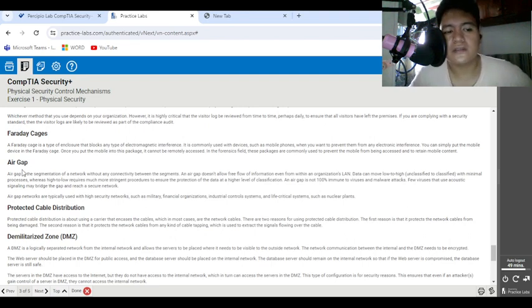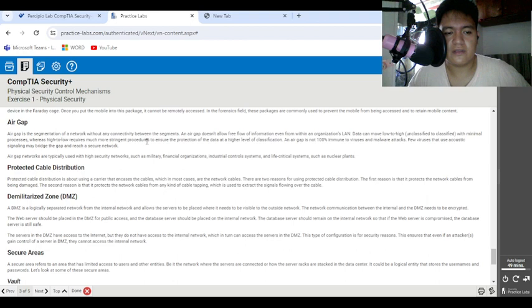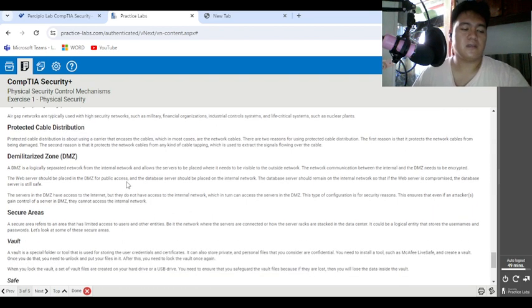Faraday cages are used to block any type of electromagnetic interference. Air gap: a network without connectivity between the segments. DMZ, demilitarized zone: a network separated from the internal network that allows the server to be placed where it needs to be visible to the outside network.